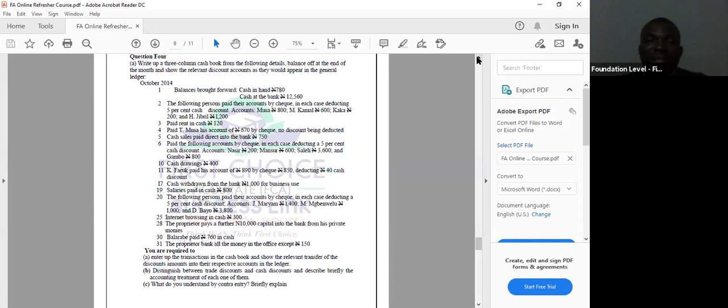The second discount is cash discount. Cash discount is the amount given to encourage early payments, to encourage payment from our customers. It means that when you sold goods, let's say on credit for 20,000, okay, fine.